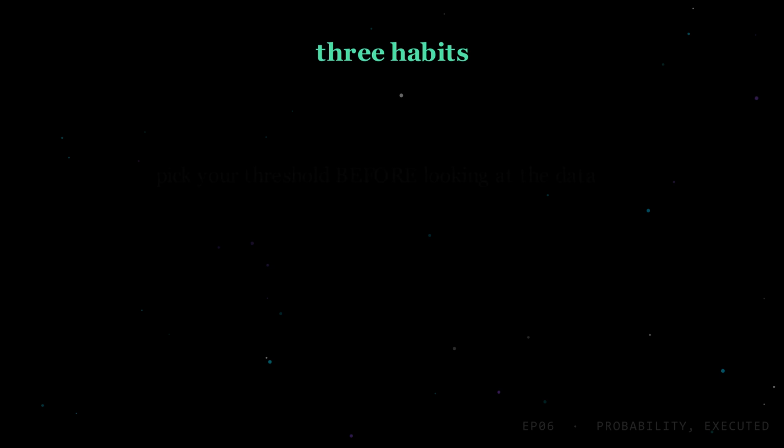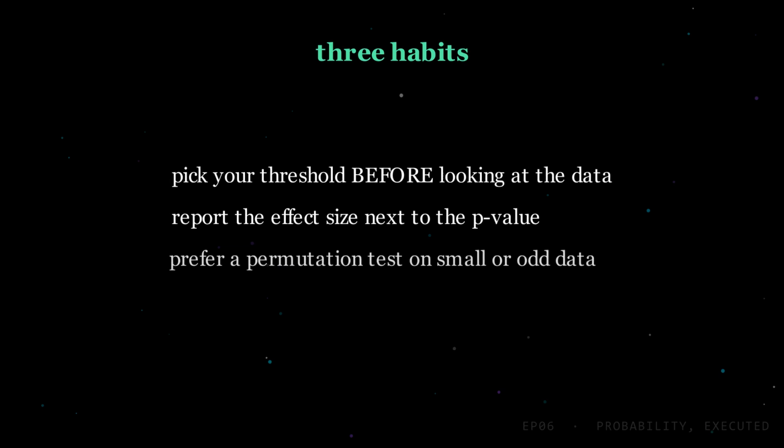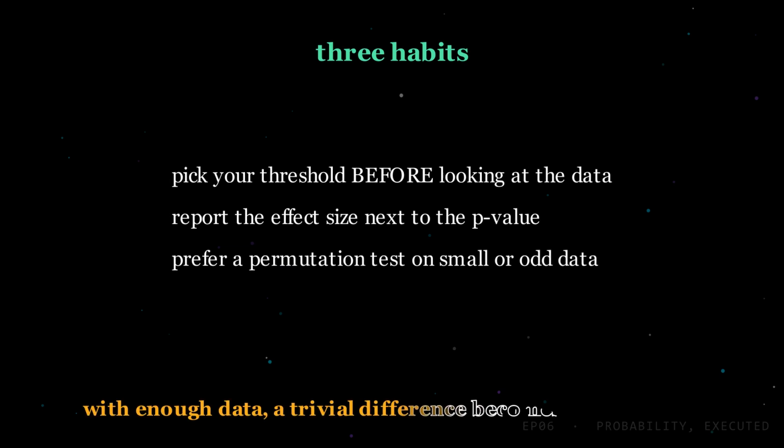Practically, 3 habits. Decide your threshold before you look at the data, because choosing it afterwards is how you talk yourself into anything. Report the effect size next to the p-value, because with enough data, a completely trivial difference becomes significant. And prefer a permutation test when your data is small or oddly shaped. It costs you 100 milliseconds, and it makes no distributional assumptions.